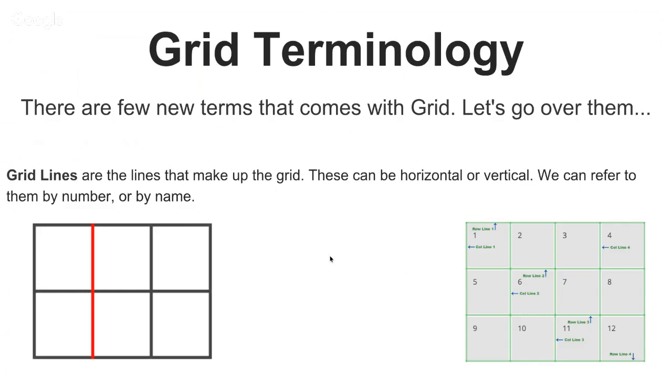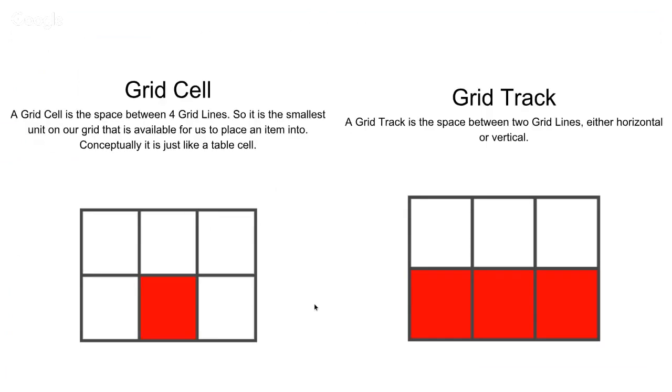So one is the grid lines. Over on the left, each line is defined: row line 1, and then column line 1, and column line 2, and row line 2, etc. So you can lay out your boxes and define them by that as well, or you can do it by grid cell or grid track.